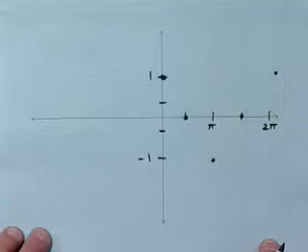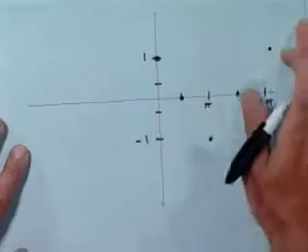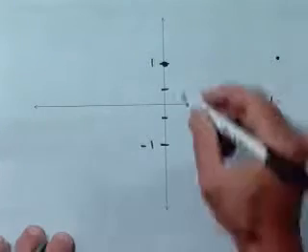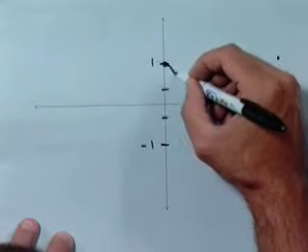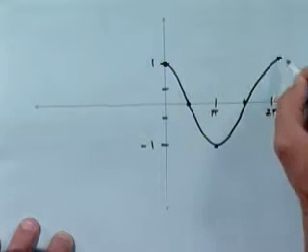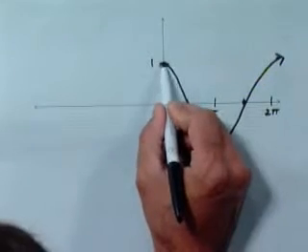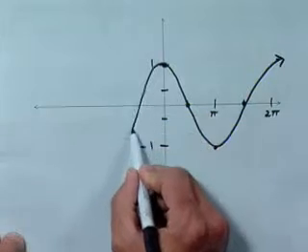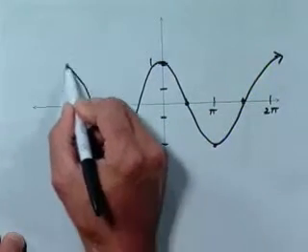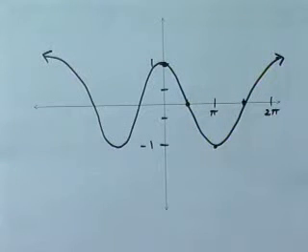Okay. Now, certainly I could have plotted a lot more points, but I think you get the idea. So the cosine function looks something like this. Okay. Now we could have made some negative values over here, and we're going to get the same shape. And it's going to go on, of course, forever and ever. And there is the cosine function.